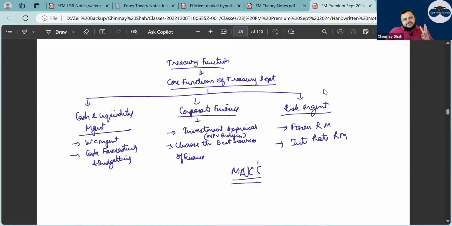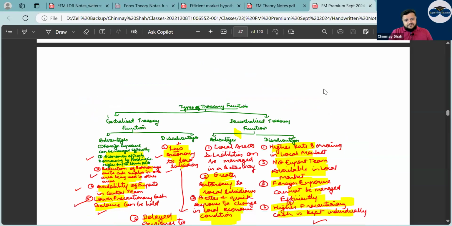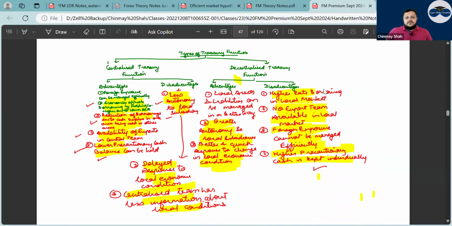Core function of the treasury department, three things: cash and liquidity management, corporate finance, and risk management, right? Cash and liquidity means working capital, day-to-day working capital, right? Cash forecasting activity, correct? Budgeting activity. Corporate finance means raising money, doing investment appraisal and raising money from the best sources of finance. Risk management means your forex as well as interest rate risk management, right? Then you have types of treasury function. You have a centralized treasury function and a decentralized treasury function, correct? You have an advantage and disadvantage of each one of them.